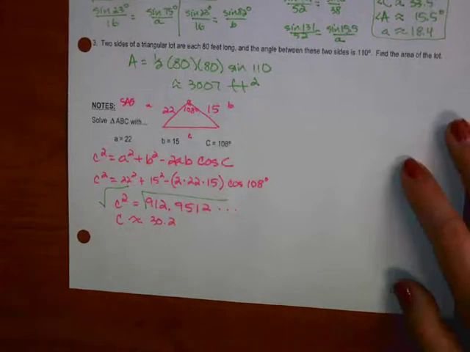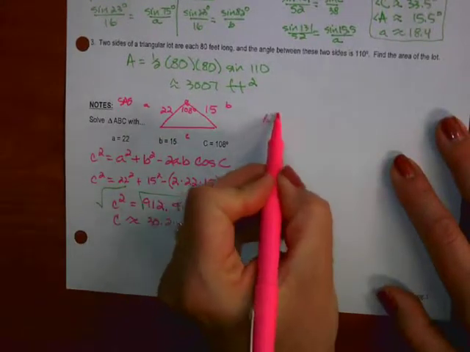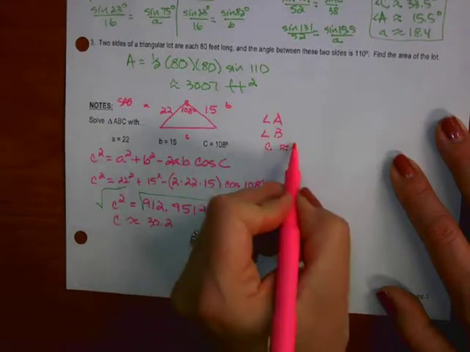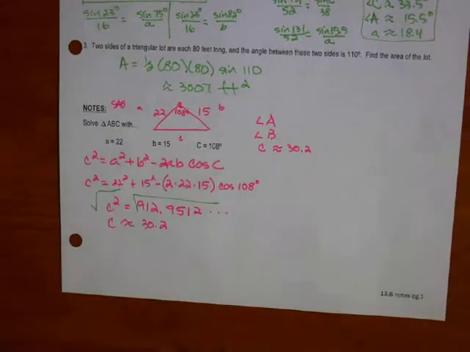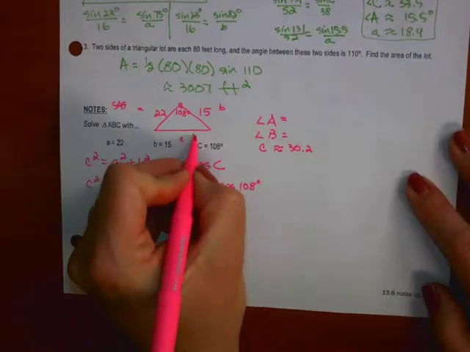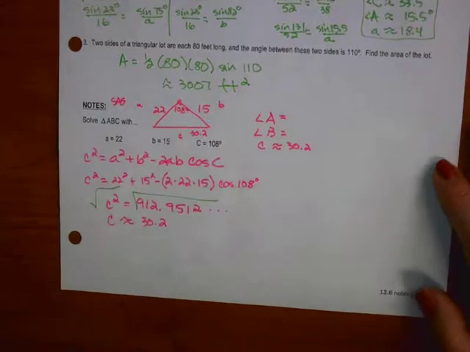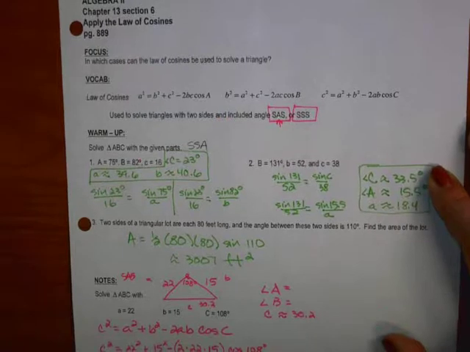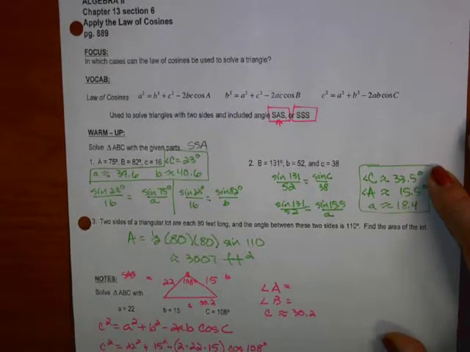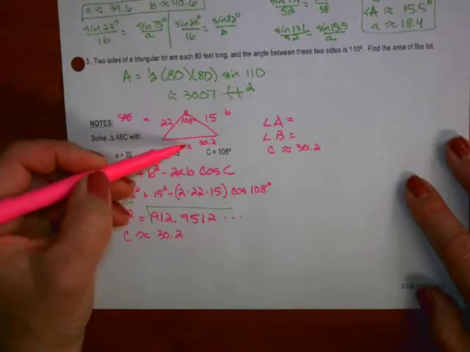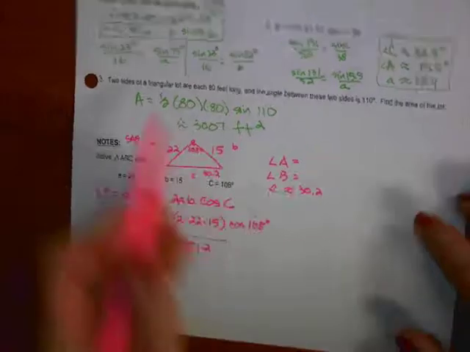That's little c. So I forgot to write up here what I'm looking for. I need angle A, I need angle B, and I need side C. And I already have side C. It's 30.2. Okay, now, once I have that third side, I could use one of these to find B or A, or I can now use law of sines, which I think is a little easier, because I have this angle and this side, so I can set up a ratio. I think it's a little easier than using that big thing.